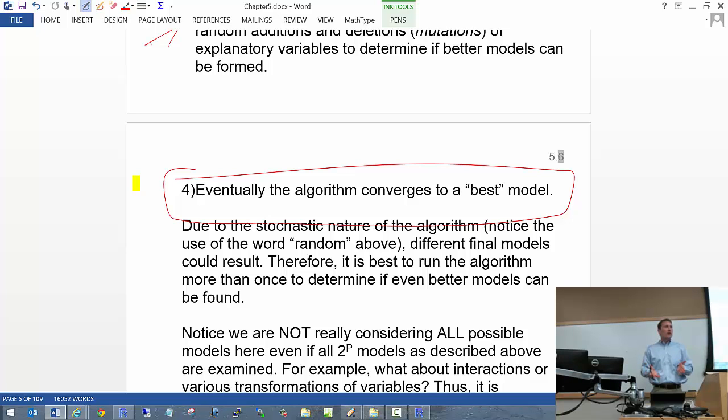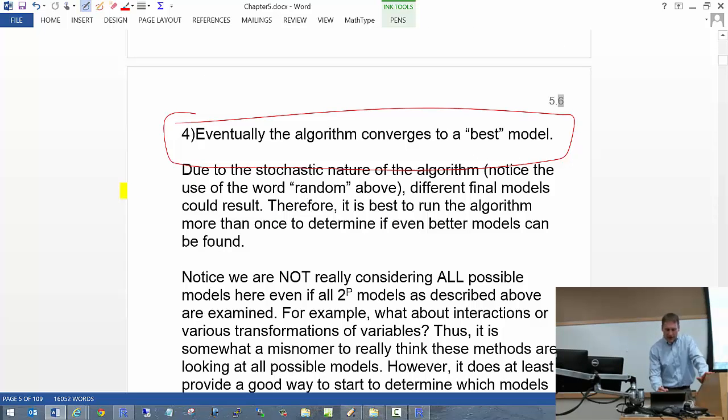Now, this algorithm does not necessarily look at all possible models that could occur. Instead, it looks at subsets. And based upon how the algorithm works, it's hoping that eventually it's going to get to the best overall model without necessarily looking at all possible models.